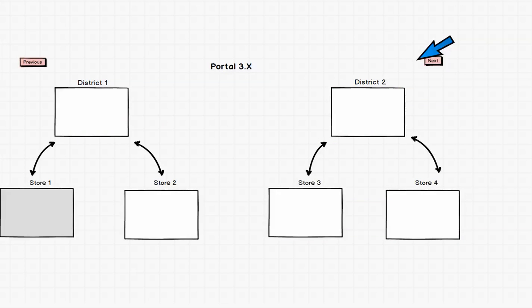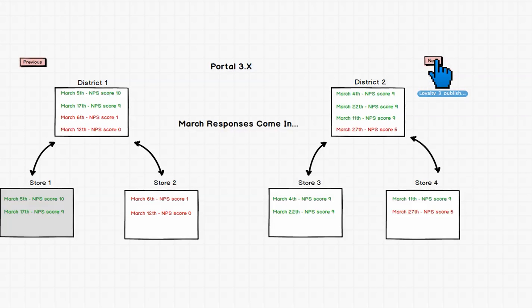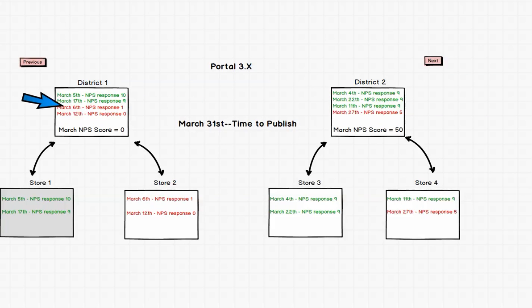Now, let's look at how we're planning on doing this in 3.0 because we think there's some room for improvement here. Let's say we have the same structure and March surveys are coming in. The way we're thinking of doing it in 3 is that as soon as the survey responses come into Store 1, it's going to look and see which district that store belongs to, and it's going to put them in that district. It's going to do the same for Store 2, Store 3, and Store 4. So now these districts have survey responses in them for March. When it comes time to publish, they use the survey responses that they have.